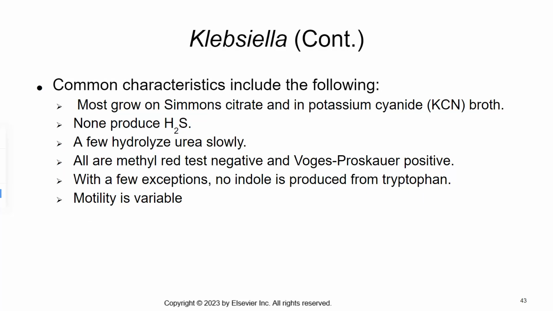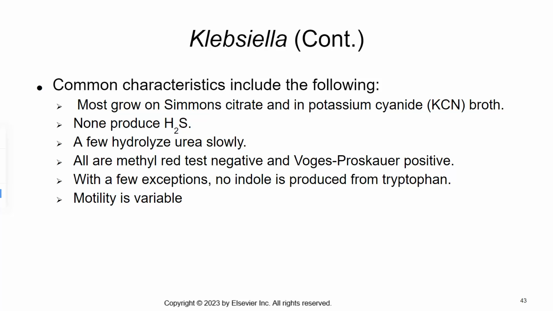Common characteristics: most grow on citrate and in potassium cyanide broth. None produce H2S. Few hydrolyze urea slowly. All are methyl red test negative and Voges-Proskauer positive. With few exceptions, no indole is produced from tryptophan.